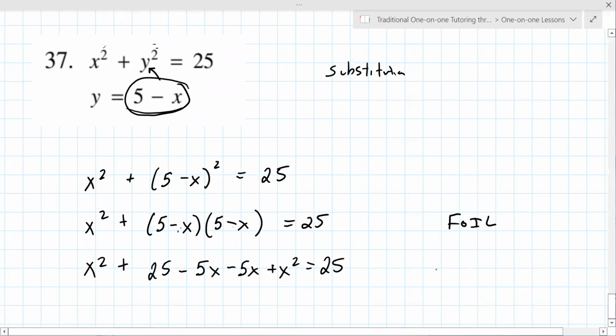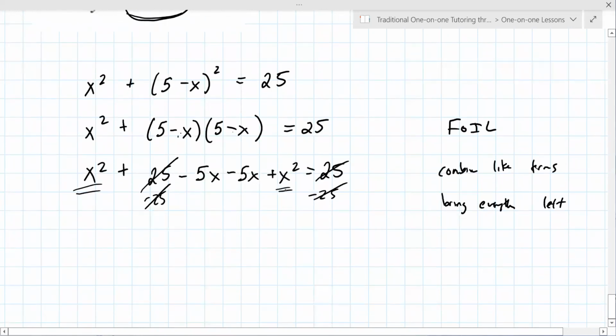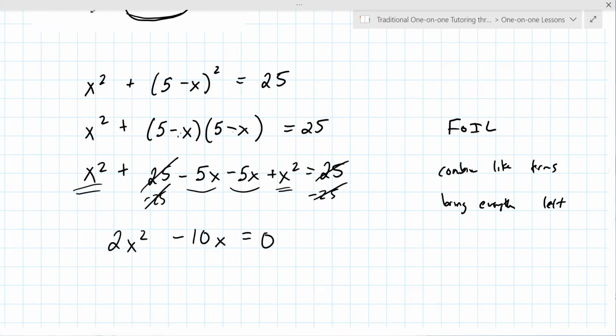And so now you want to combine like terms. And then you also want to bring everything to the left. Do you see how when you subtract 25 from both sides, it cancels? That's nice. The x squareds combine. So you get two x squareds, and then minus 5x gives you minus 10x equals 0. Are you okay up to this step with how to work a problem like this?